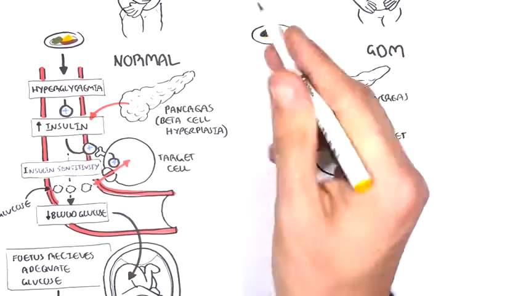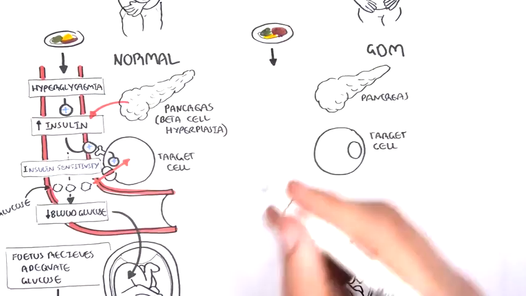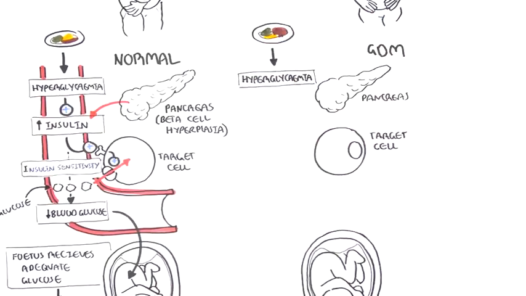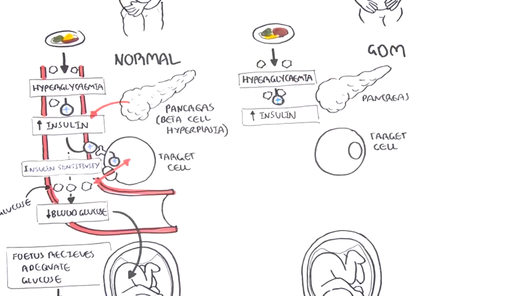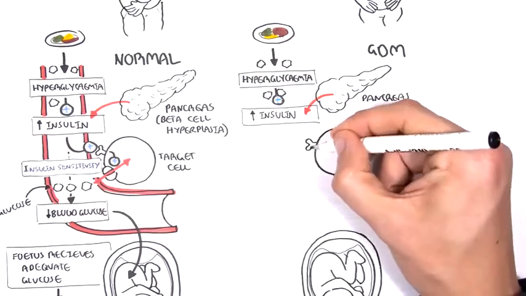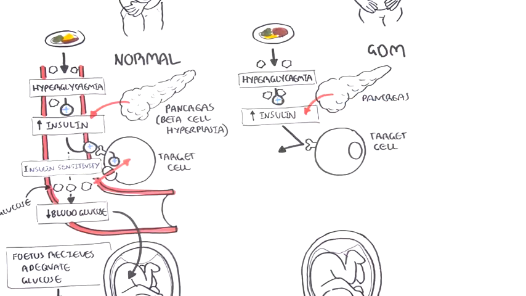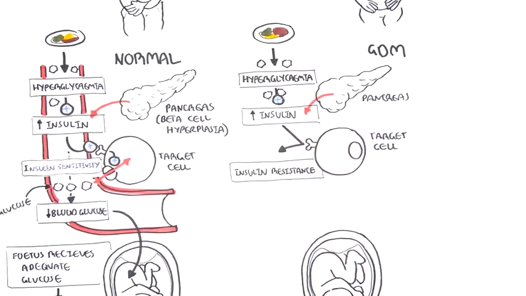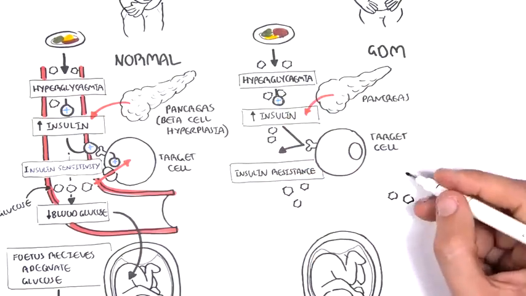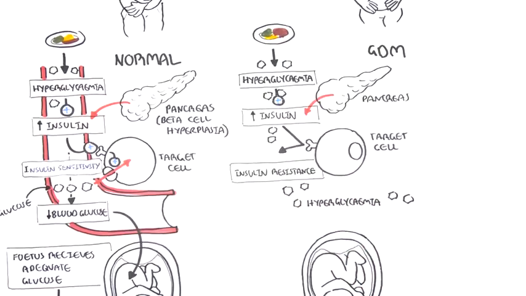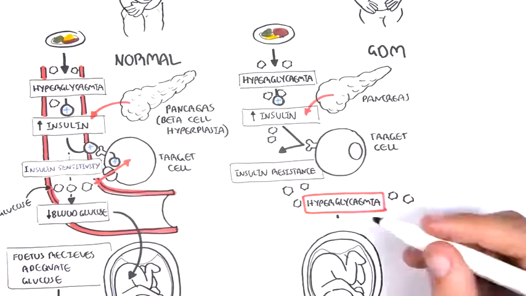After a mother eats, blood glucose increases. There is hyperglycemia. Hyperglycemia stimulates the beta cells of the pancreas to release the hormone insulin into circulation. Insulin aims to target cells to increase glucose uptake in maternal tissue. But in gestational diabetes, there is insulin resistance, and therefore blood glucose is not taken up into maternal tissue as efficiently. The result of insulin resistance is hyperglycemia of the maternal circulation.